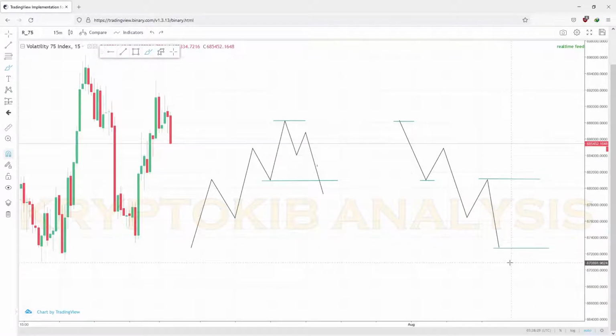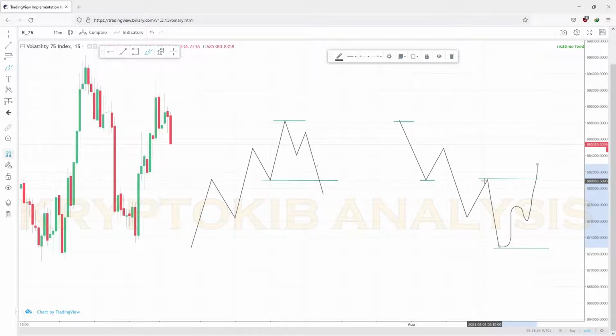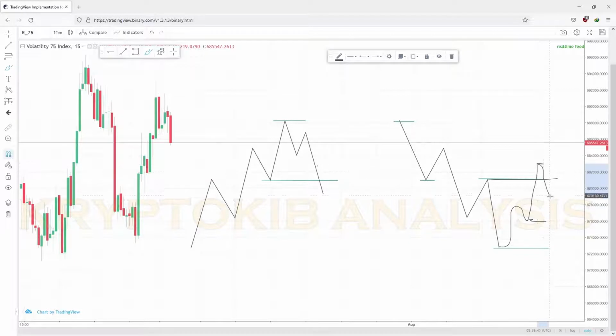So what we want to see is something like this, then a break of this. The moment this high breaks, then you ascertain that you have a new low, which becomes your invalidation, and a new high, which becomes your new bullish continuation. Then you expect maybe a retracement and then a continuation higher.